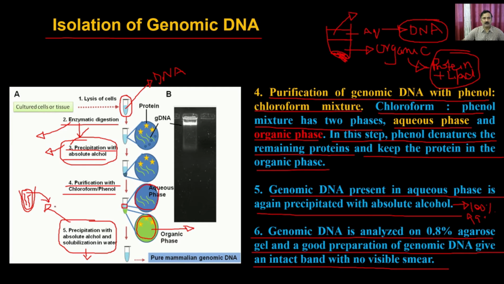And then what you have to do is use Milli-Q water or sterile water, and you can dissolve this, and that is going to give you the genomic DNA solution. That genomic DNA solution you can use for downstream genetic engineering applications. Now, one of the important things is that the genomic DNA has to be analyzed on an agarose gel to test whether it is good or bad.